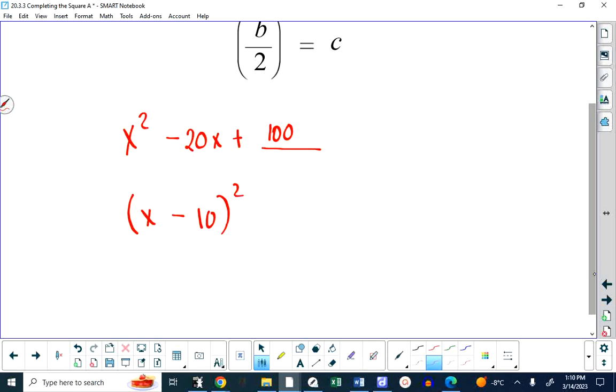Right. And this is really important. The number that's in here in the binomial, Aoki said, because negative 20 divided by 2 is negative 10. So to go from here to here, you divide by 2 and then square it. To go from here to here, you just divide by 2.